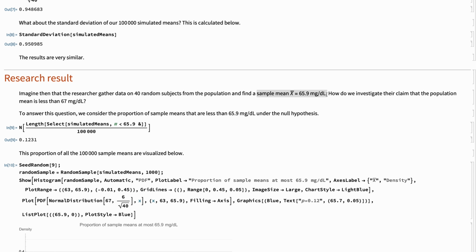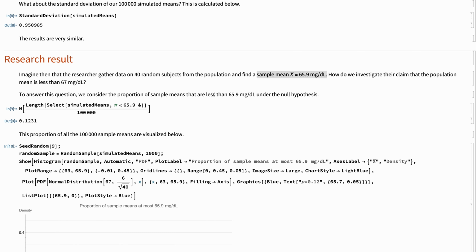So we look at this claim of theirs, that it must be less than 67. Why don't we look at the proportion of all the 100,000 that were 65.9 or less? That is how we're going to express ourselves. We're going to look at 65.9 or more extreme. And by more extreme, we mean towards the lower tail, because it was a one-tailed alternative hypothesis towards the lower tail. So that is the proportion of those 100,000 values that are at most 65.9.